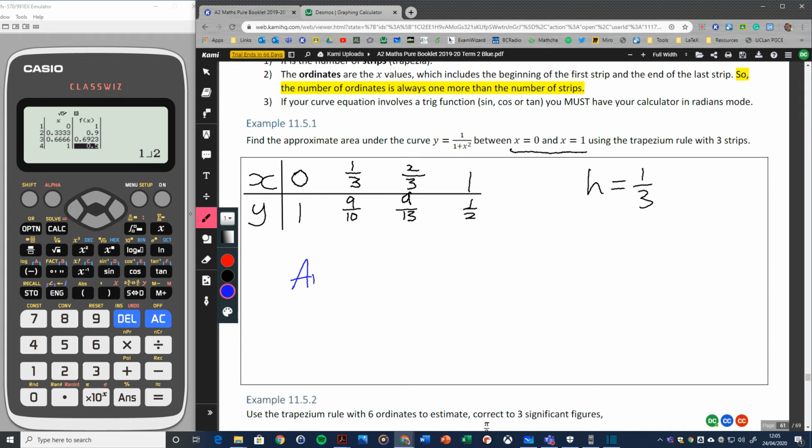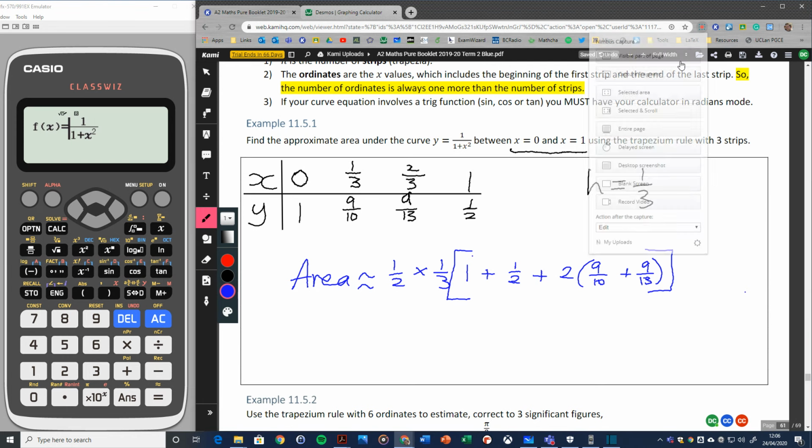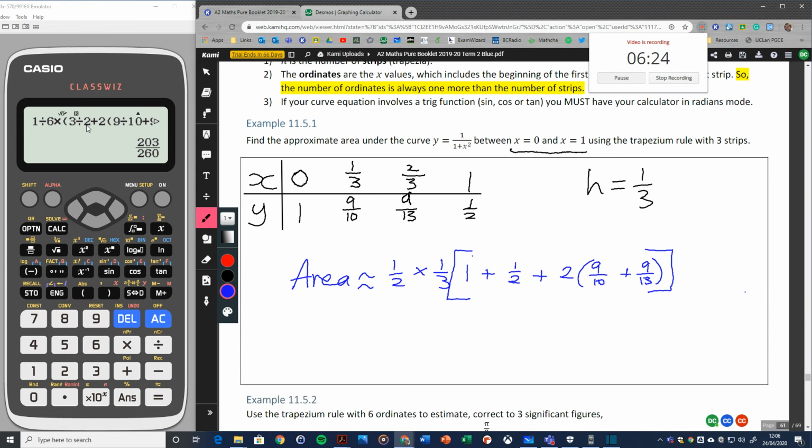So this area will approximately be half times h is 1/3, and then some brackets that open and do not close until the very end. First we have the first y value and the final y value, plus 2 lots of all the others. So 9/10 plus 9/13, and then the bracket closes right at the end. Enter all this into your calculator carefully. So there we go, I've entered it into the calculator, and I get 203 over 260.